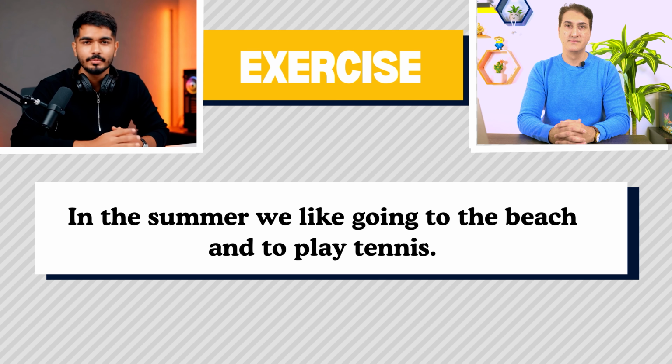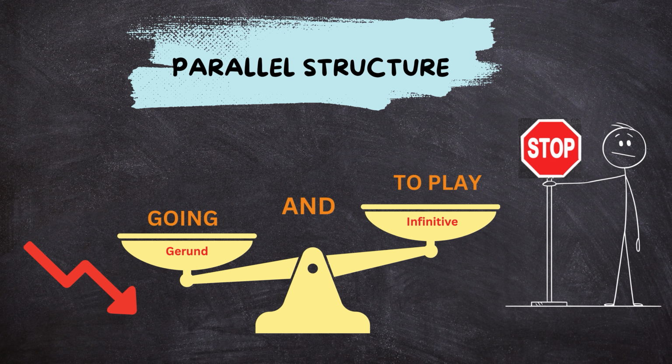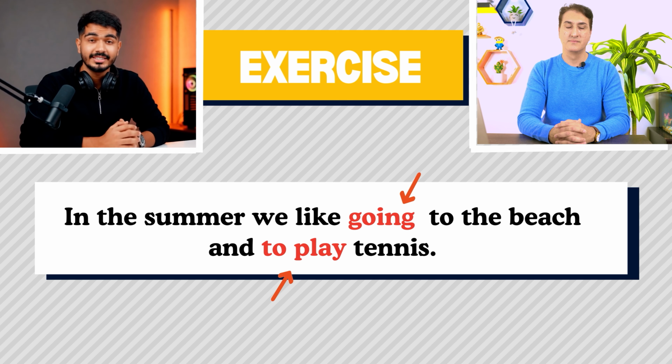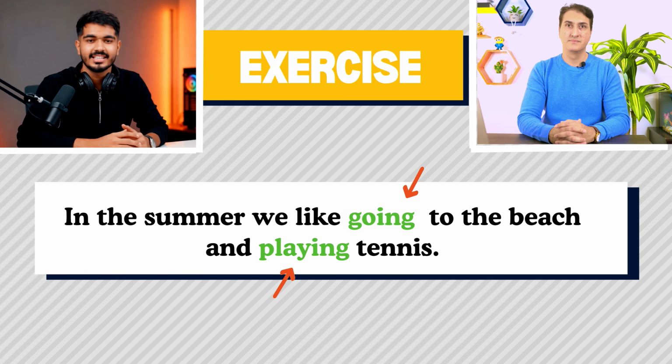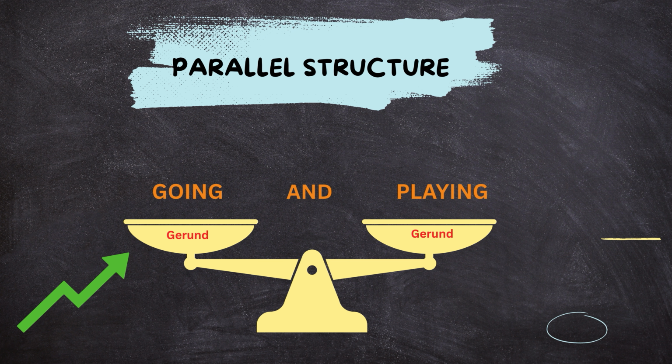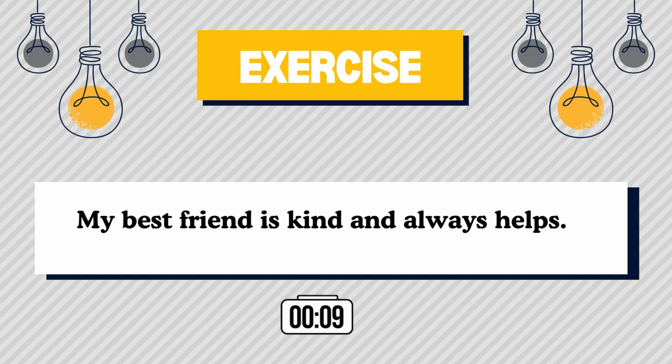Ali, the problem here is that going is a gerund verb, but to play is an infinitive. They don't match. To fix it, we can say, in the summer, we like going to the beach and playing tennis. Now both are gerunds. Excellent. That's parallel. Next sentence.